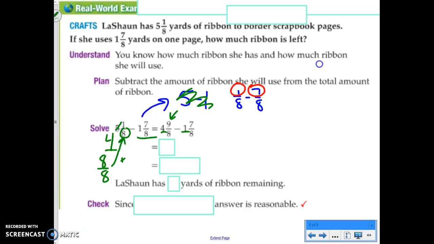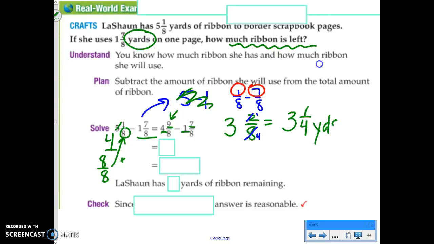Well, 4 minus 1 really gives us 3, and 9 minus 7 gives us 2, all over that same common denominator, which is 8, and I know that that can be reduced. I know that 2 goes into 2 one time, and 2 goes into 8 4 times, which leaves me with 1/4. Now, because we're dealing with a word problem, you need to go back to the original problem, and it says how much ribbon is left. Well, the ribbon is written in yards, so 3 1/4 yards of ribbon is left.